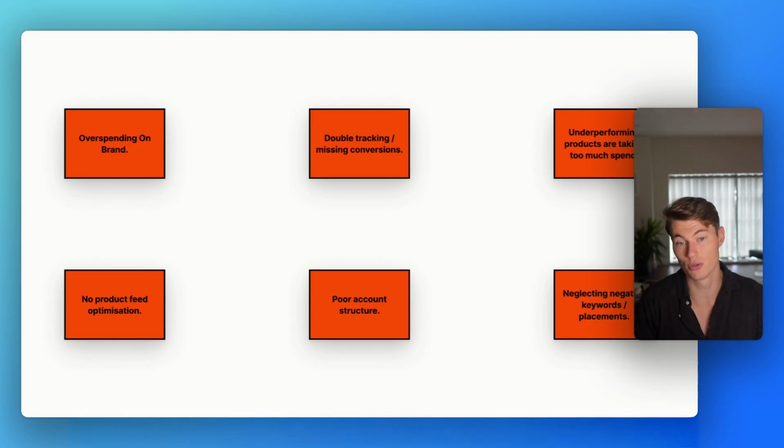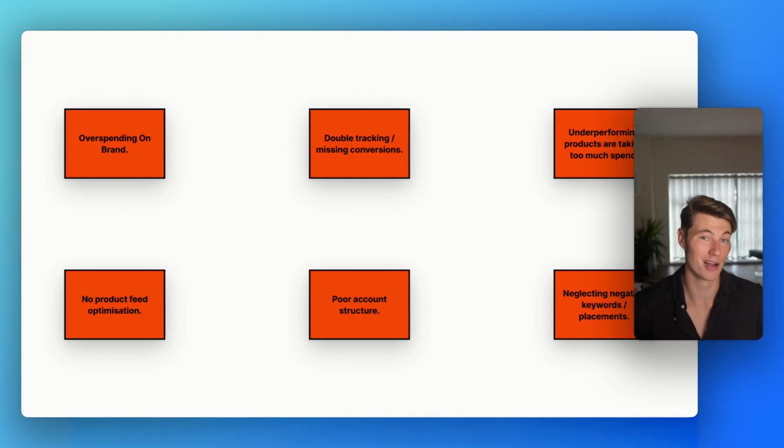That's number 1. Number 2 is you're double tracking or missing conversions. Happens all the time. You don't have offline conversion tracking in place, or you're just counting add to carts as primary, or you've got 2 purchase conversion actions. It sounds stupid, but we see it all the time. Can really, really hurt your account.